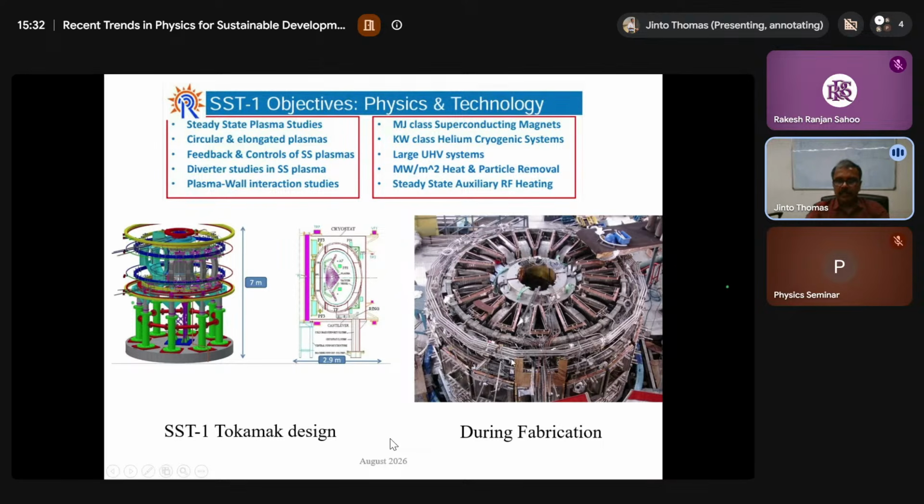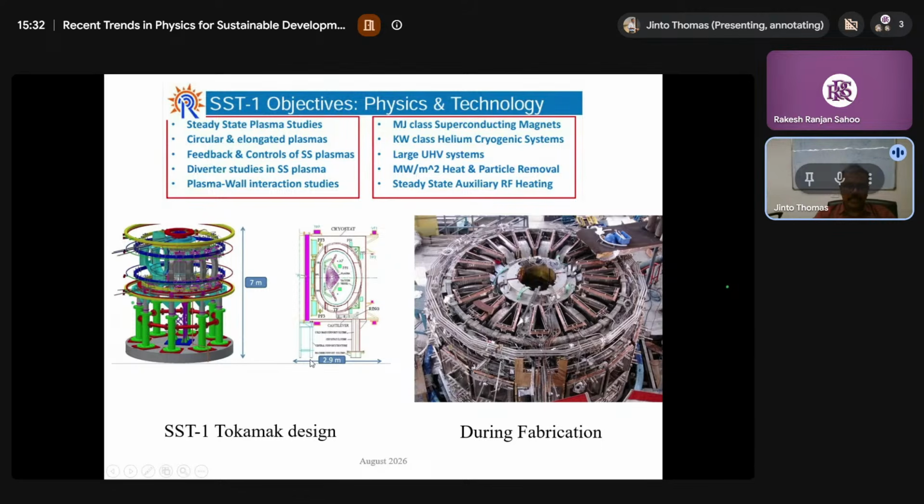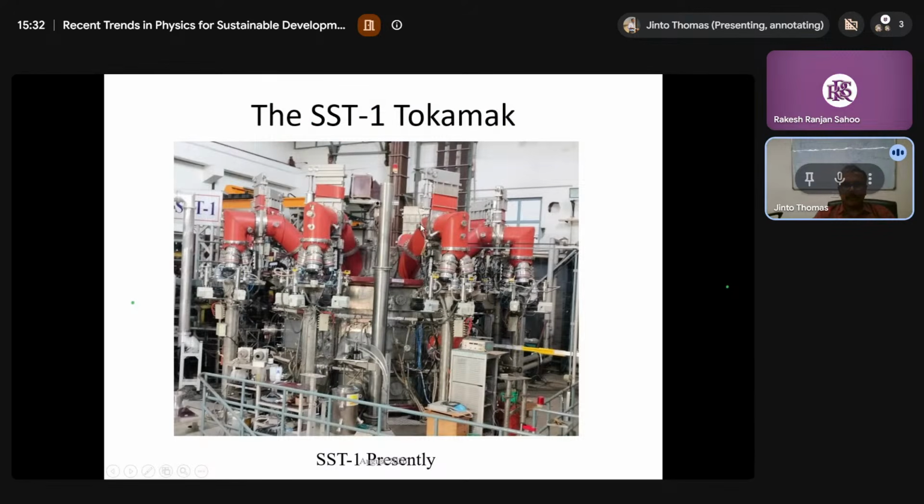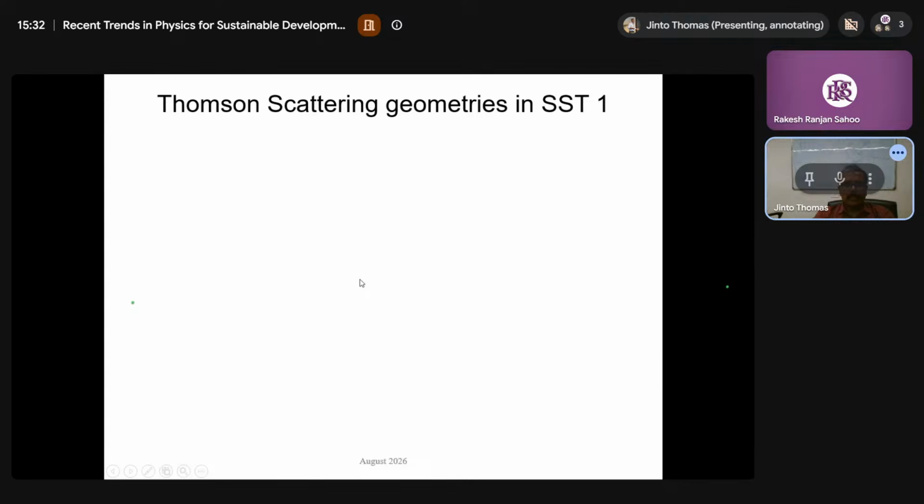So this is the machine when the outer shell is removed, and you can see a number of superconducting magnets and kilometers of wires within that. The total length of this structure is around 7 meters, that means the height of 2 floors, and the radius is around 3 meters. And this is the machine after its completion.